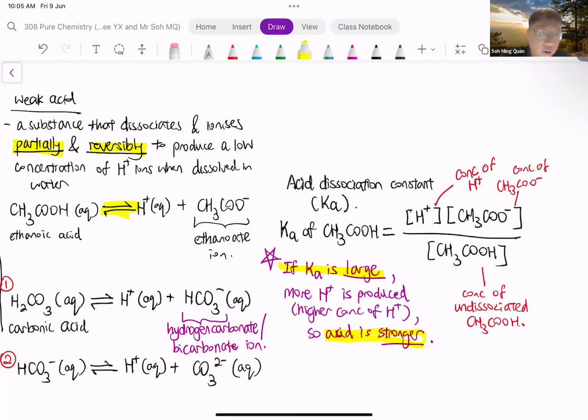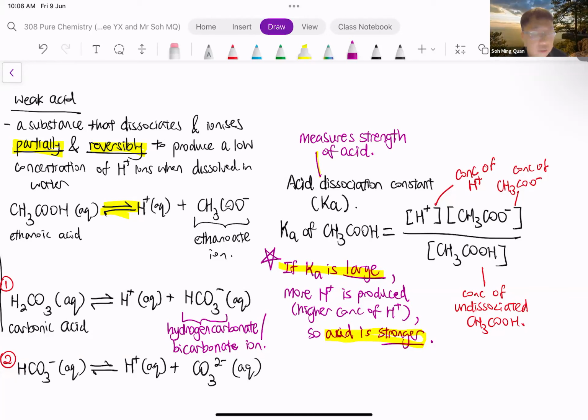The reason is because Ka is a ratio of H+ to the undissociated acid. All right. So Ka measures how much acid has dissociated. So this is a measure of strength of acid. So this measures the strength, because you actually measure how much acid has dissociated.